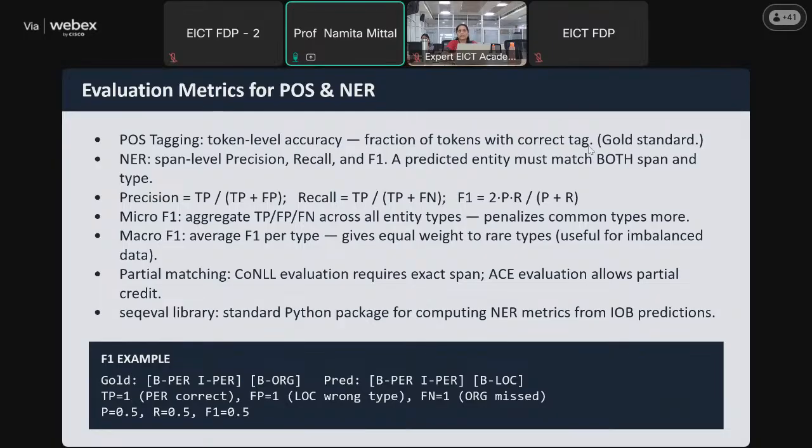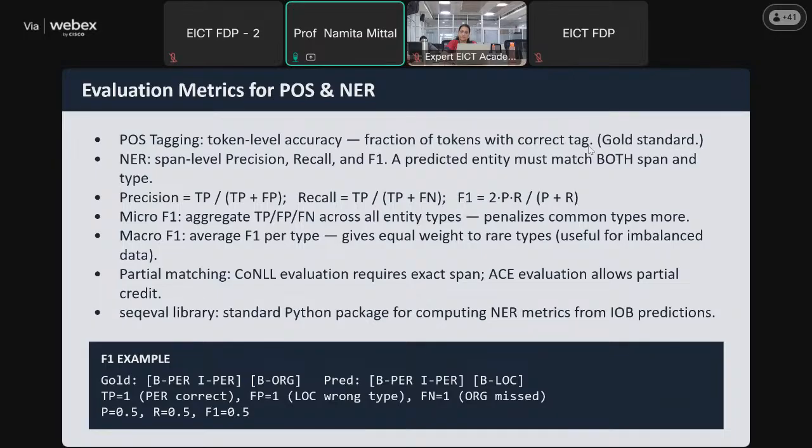NER is named entity recognition. At span level we have precision, recall, and F1 score. These are the three metrics. Precision is defined as true positive divided by true positive plus false positive. Take P for precision, and TP, FP, TP; it means all are P's. This is how you remember it.